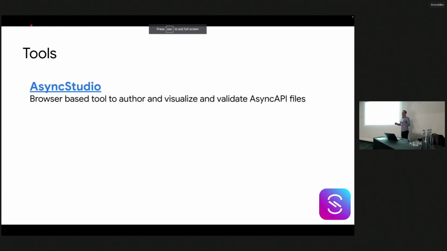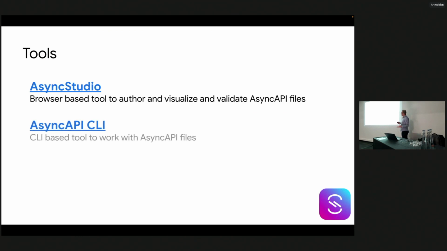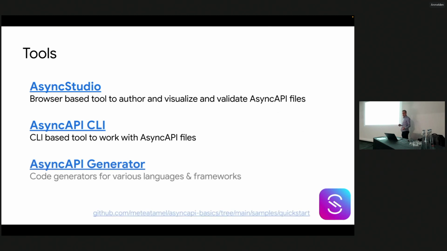So once you have the spec and once you have figured it out, there's an Async Studio to visualize this, and I'll show you an example of this. There's an AsyncAPI CLI, a CLI-based tool to work with AsyncAPI files to validate them and to generate. And it works with a generator to generate code from it. So these are the tools around AsyncAPI that make it easier, you know, to visualize, to validate, and to generate code. And let me just show you an example of this.